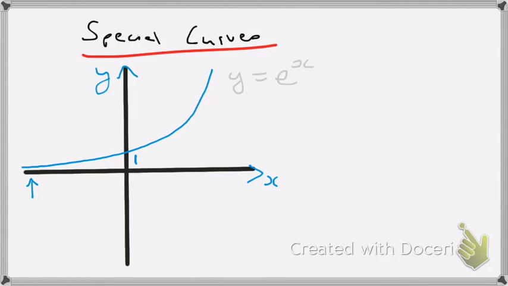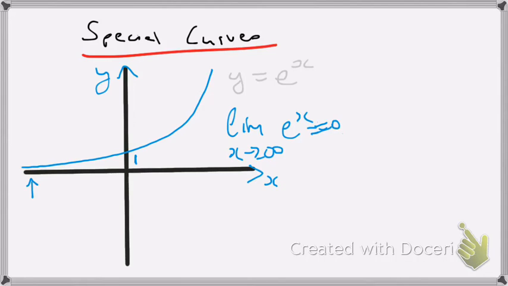and down here the x-axis is an asymptote. e to the negative infinity approaches 0 but never quite gets there. So that's the first one that you need to have seen. But again, I'll show you what it is tomorrow.